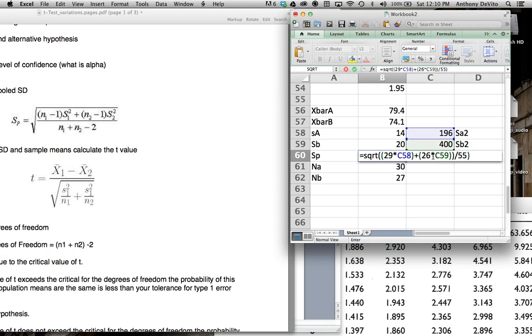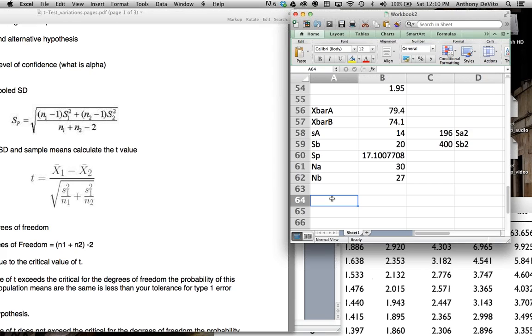Okay, I'm going to put parentheses around this whole thing so we find the square root of this whole function, and it comes out to be 17. Our pooled standard deviation is 17. Notice it's in between 14 and 20, kind of what we would have expected, right, for our pooled standard deviation. We'd expect it to be between those two values somewhere. Okay, so now I can go ahead and calculate what my t-score is.